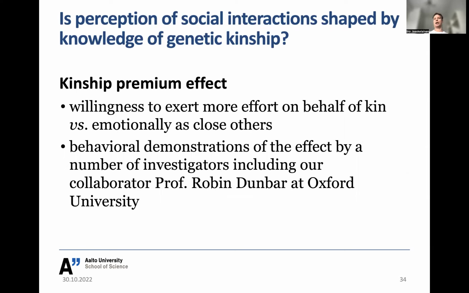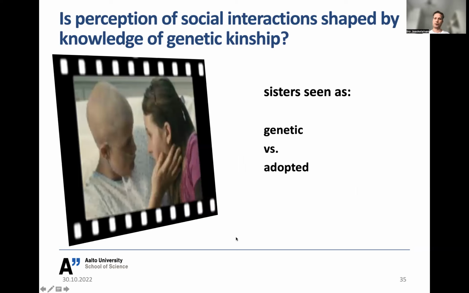And okay, then to go on to a different kind of experimental example: how can we study social cognition in the laboratory? So some years ago, we set forth to answer the question: is perception of social interaction shaped by knowledge of genetic kinship? And the social science question here is the so-called kinship premium effect, which in behavioral studies has been identified as willingness to exert more effort on behalf of kin versus emotionally as close others. But okay, the behavioral experiments left some open questions. And this is why we set forth in a collaborative effort to study this with neuroimaging.